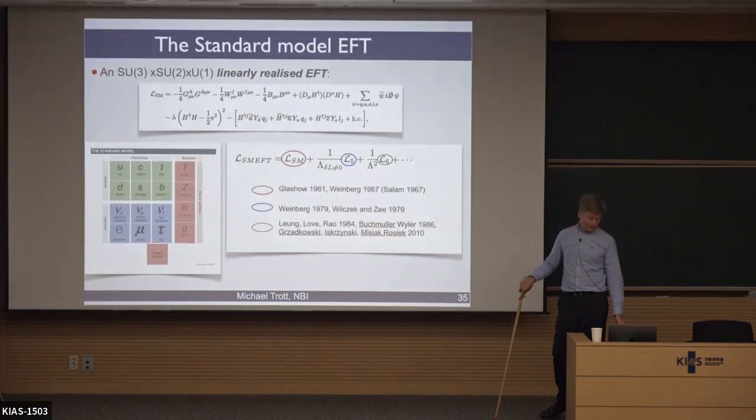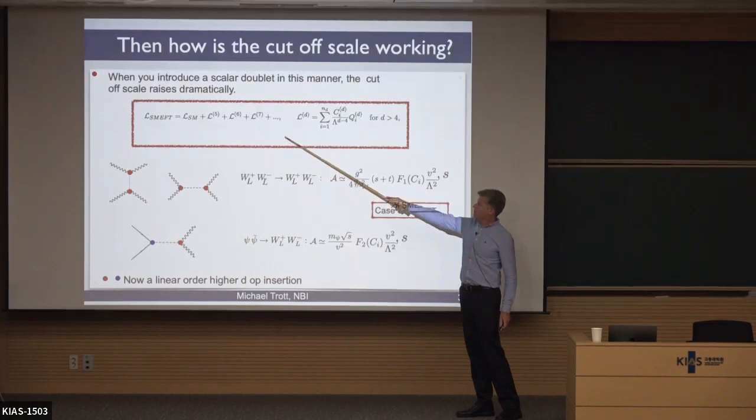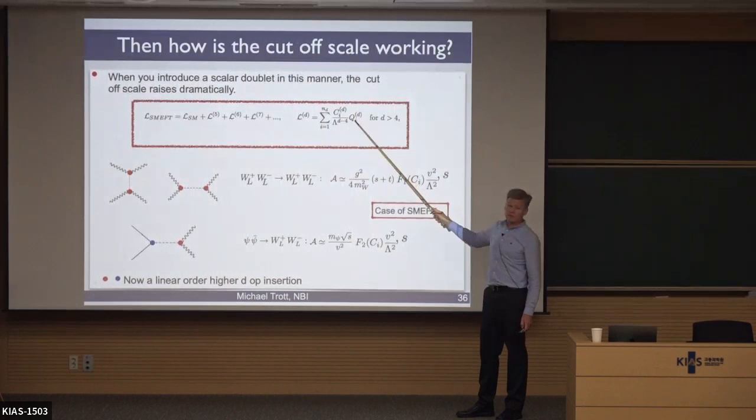I can move forward. I'm almost done with lecture one. Okay, so you've heard this story, I'm just re-emphasizing it. In the standard model case, you write down the SMEFT Lagrangian, that's the perturbations to the standard model. And then you write down a whole bunch of higher dimensional operators. We're going to write down the Warsaw basis. The operator forms are given by Q.